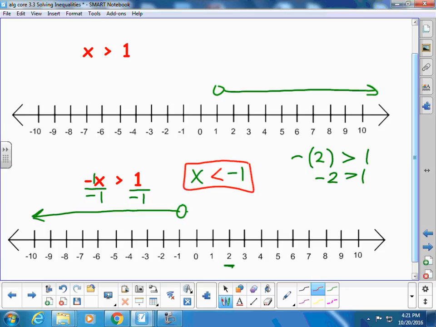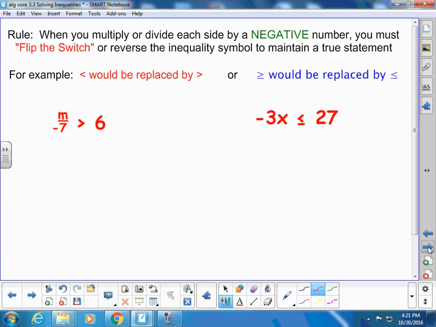Now, what's going on here? There's a special rule. I think it's on the next page, so let's take a look. It says when you multiply or divide each side by a negative, you must flip the switch, or reverse the inequality symbol, to maintain a true statement. So for example, if it was less than, you'd change it to greater than. If it was greater than or equal, you would change it to less than or equal.